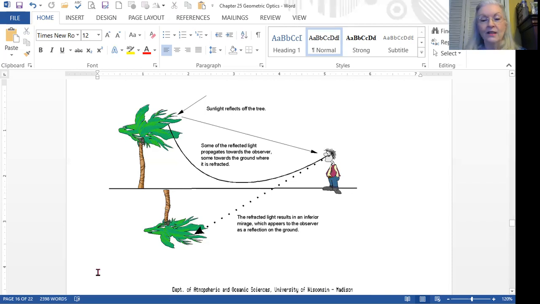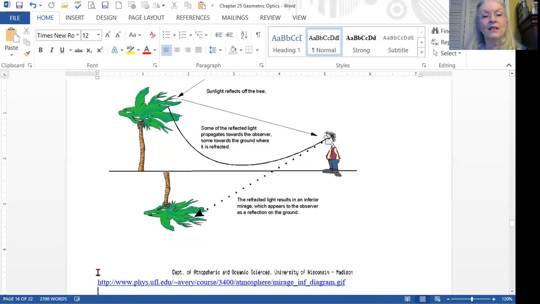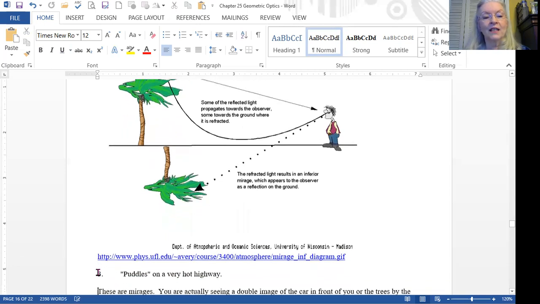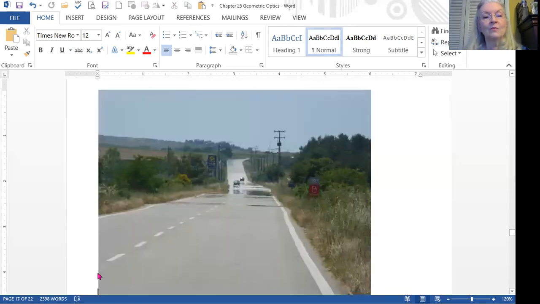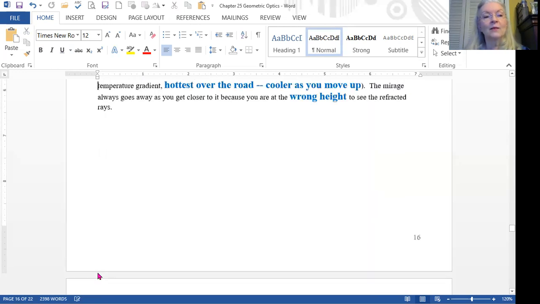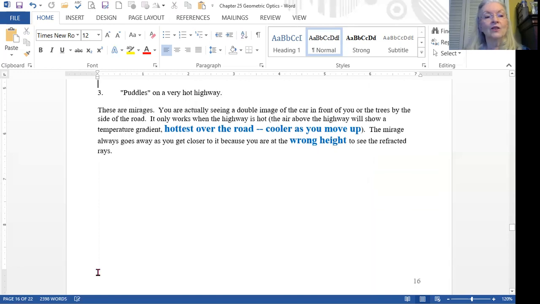You actually have seen this kind of mirage on the highway. Very few people have seen it out in the desert, but a lot of us have seen it on the highway. You probably have been driving along and noticed those puddles on the highway that disappear when you get really close to them. So what you're really seeing is a mirage. You're seeing a double image of something in front of you. It could be an automobile in front of you on the road. It could be a tree limb. It could be a lot of things.